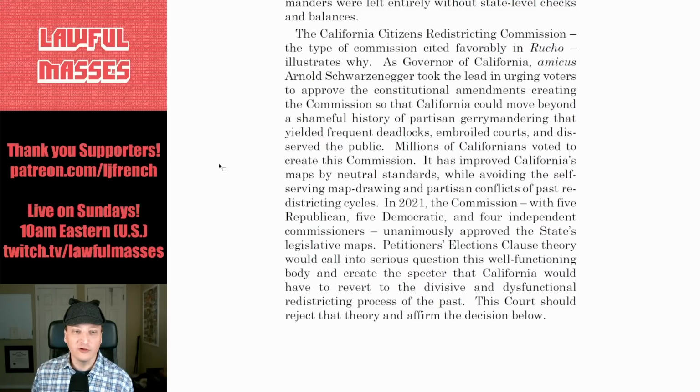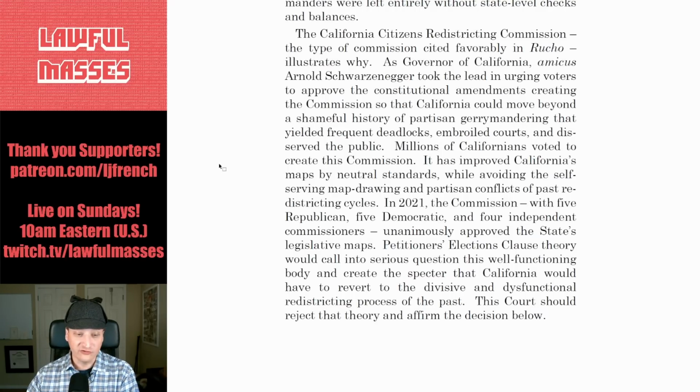As governor of California, Amicus Arnold Schwarzenegger took the lead in urging voters to approve the constitutional amendments creating the commission so that California could move beyond a shameful history of partisan gerrymandering that yielded frequent deadlocks, embroiled courts, and disturbed the public. Millions of Californians voted to create this commission. It has improved California's maps by neutral standards while avoiding the self-serving map drawing and partisan conflicts of past redistricting cycles. In 2021, the commission, with 5 Republican, 5 Democrats, and 4 independent commissioners, unanimously approved the Senate's legislative maps.